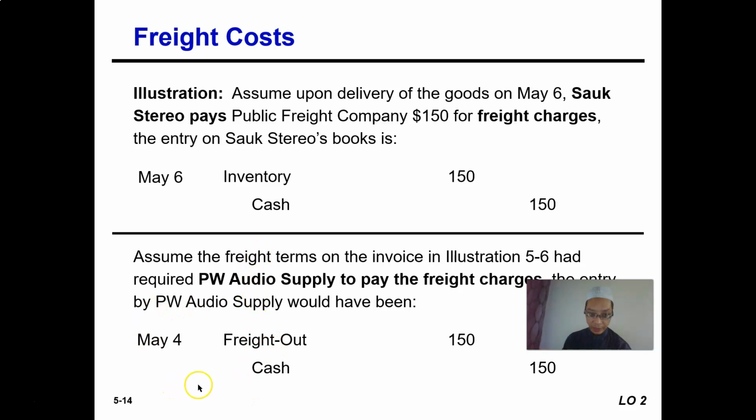So these are the journal entry that should be made by the supplier, and on top here, that's the journal entry that should be done by Soak Stereo, the buyer, if the shipping cost is borne by them.